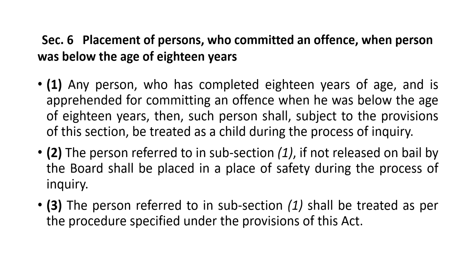Now, let us look at section 6. Placement of persons who committed an offence when person was below the age of 18 years and was apprehended when they have completed the age of 18 years. Any person who has completed 18 years of age and is apprehended for committing an offence when he was below the age of 18 years, then such person shall, subject to the provisions of this section, be treated as a child during the process of inquiry.